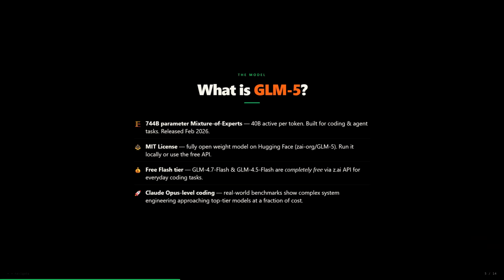Now let's talk about the model, GLM-5. It's a massive 744 billion parameter mixture of experts model, with 40 billion active parameters per token. Built specifically for coding and agent tasks, released in February 2026. It's MIT licensed, fully open-weight on Hugging Face. You can run it locally, or use the free API from Z.AI. Real-world benchmarks show it approaching top-tier models like Claude Opus on complex engineering tasks at a fraction of the cost.